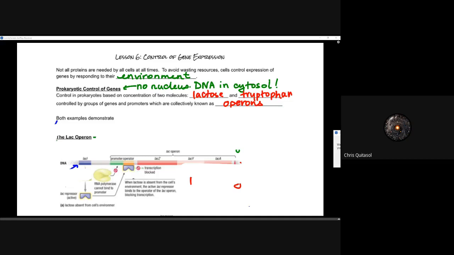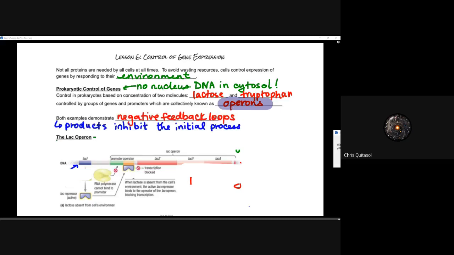It's controlled by a group of genes and promoters that are collectively known as operons. These operons are kind of like the operators of a system, so to speak, and they look at how genetic expression can be controlled. Both examples demonstrate negative feedback loops, which is a common theme that we've explored in previous units. As you know, I like to combine aspects of what we've learned in this unit with the previous learnings. I'll be doing that a lot more this week.